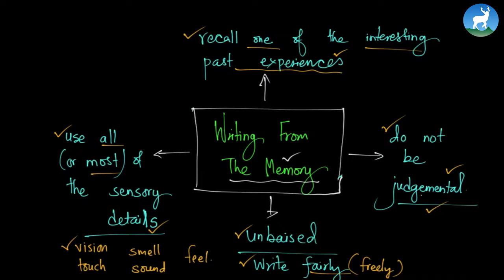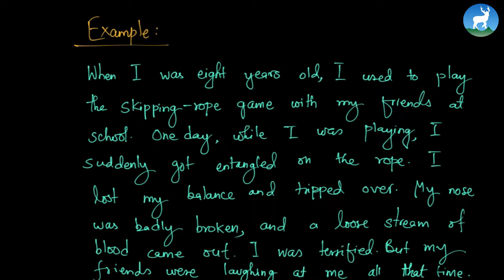All right? Let's start from the example that's given in the book. This is just a sample paragraph. It is not so great. It is not that bad either. So this is just a sample. It is just an example. It is about writing about the memory. So how did I do it? Let's read.